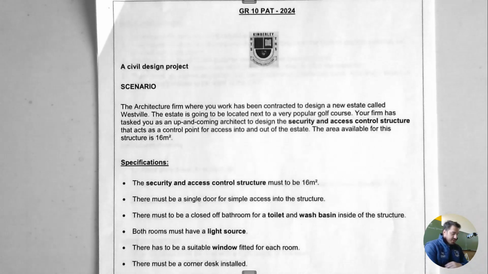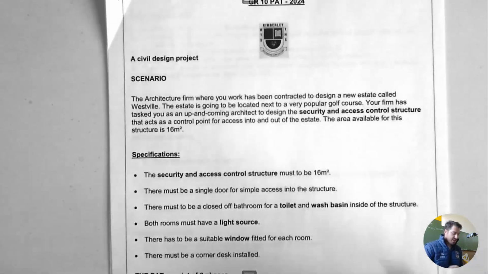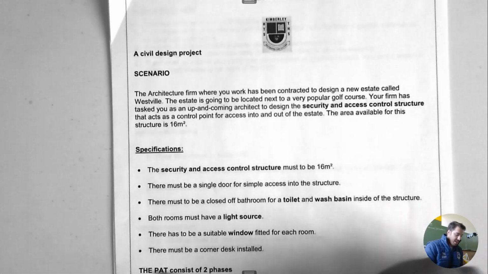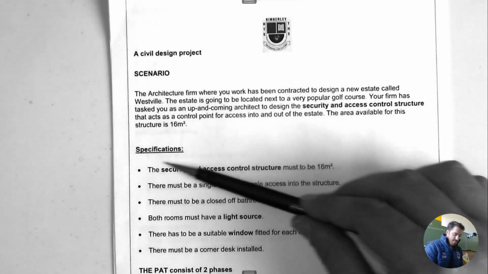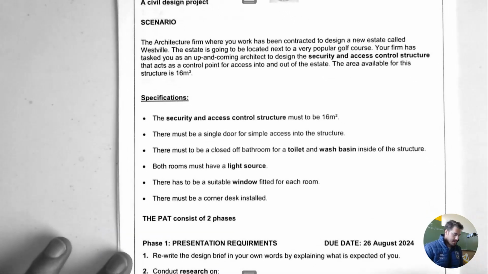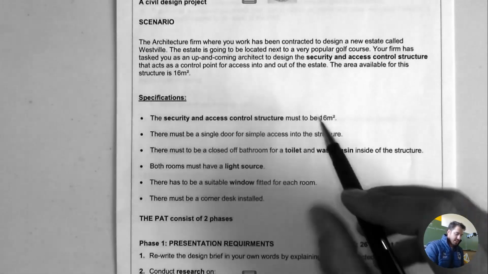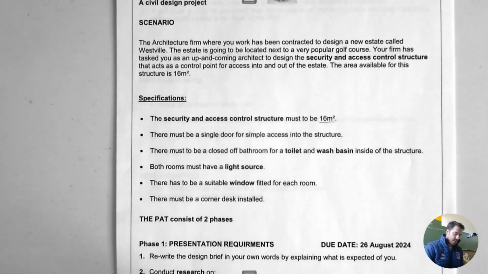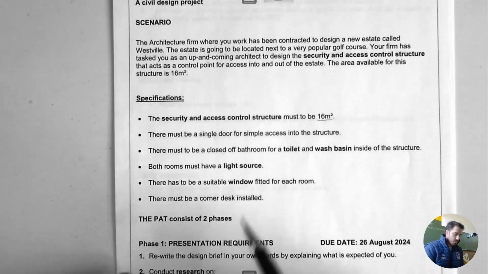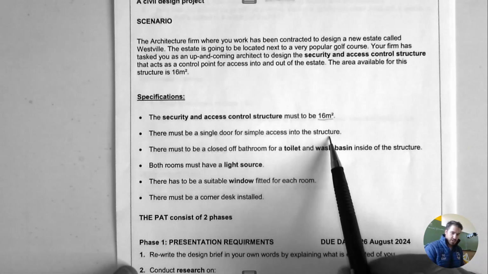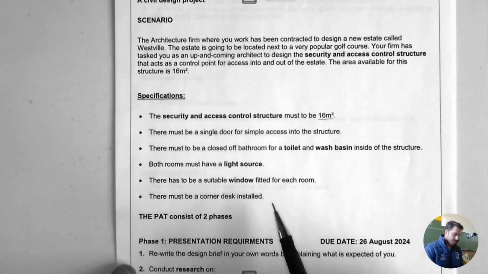The specifications, this is stuff that you cannot get around with not adding in your PAT. It has to be there. It's specified. You need to put these in. The security and access control structure must be 16 meters squared. Alright, so you can make it more or less, it has to be that. There must be a single door for simple access into the structure. So one door that goes into the structure.